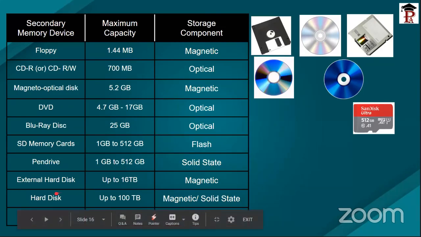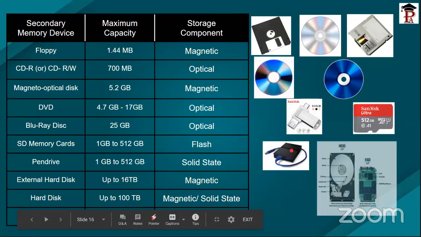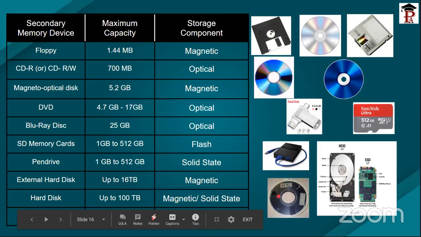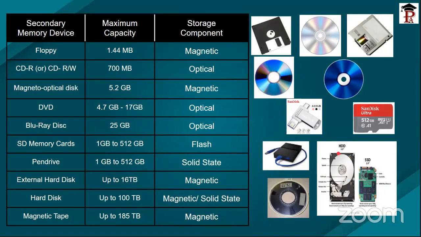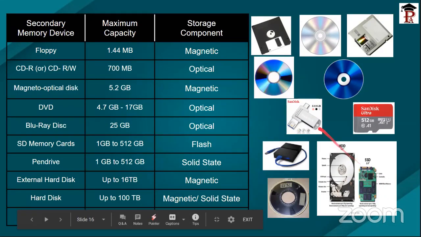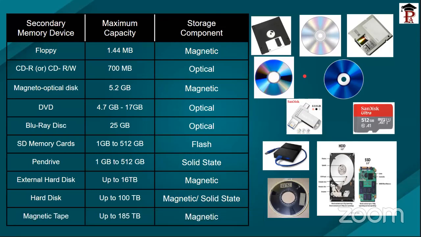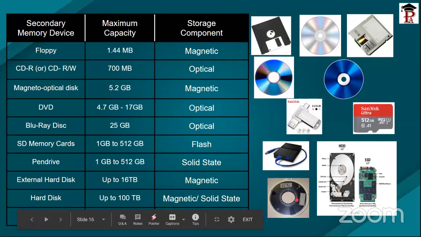And in the hard disk also, they have a magnetic disk as well as solid state. In an external disk we are using a magnetic disk. This is the hard disk, and this is a solid state disk. This is the difference. Then this one is magnetic tape. These are all secondary memory devices we are using to store information.